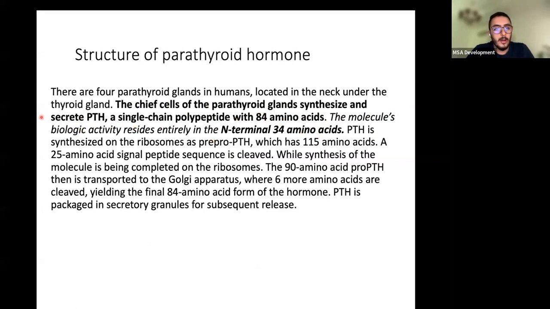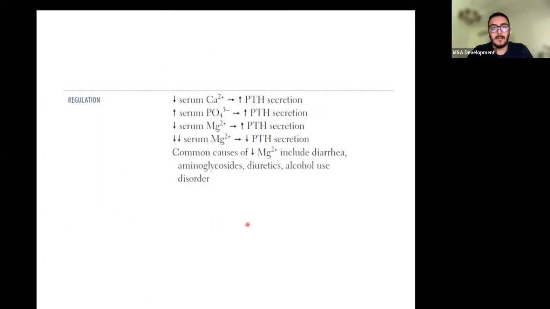It starts with the synthesis on the ribosomes as pre-pro-PTH, which has 115 amino acids. Then 25 amino acids are removed from this 115 through cleavage. You have 90 remaining. This 90 will go into the Golgi apparatus. 6 will be cleaved again, yielding a final 84, which is the polypeptide with 84 amino acids, the 84 amino acid form of the hormone. PTH is packaged in secretory granules for subsequent release. Nothing too hard here.